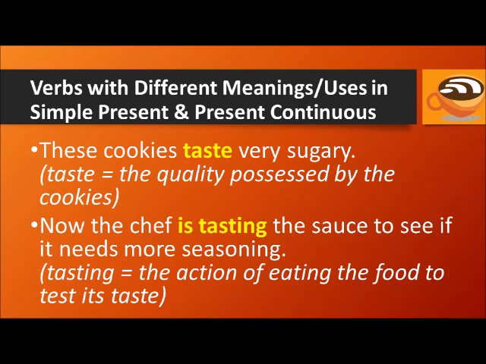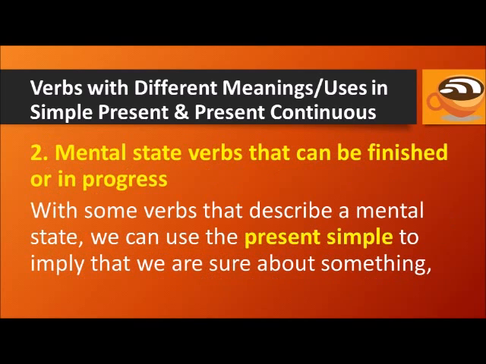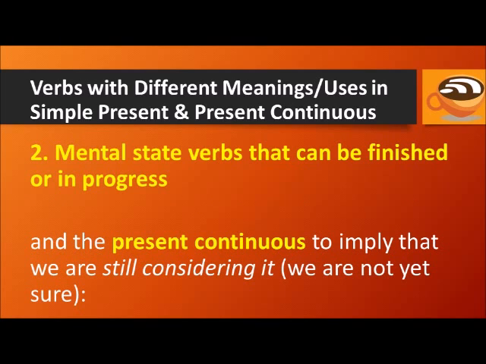These cookies taste very sugary. Taste is used in the present simple because it refers to the quality possessed by the cookies. Now the chef is tasting the sauce to see if it needs more seasoning. Tasting in this sentence refers not to a quality but to an action, the action of eating the food to test its taste. Also, with some verbs that describe a mental state, we can use the present simple to imply that we are sure about something, and the present continuous to imply that we are still considering it. We are not yet sure.